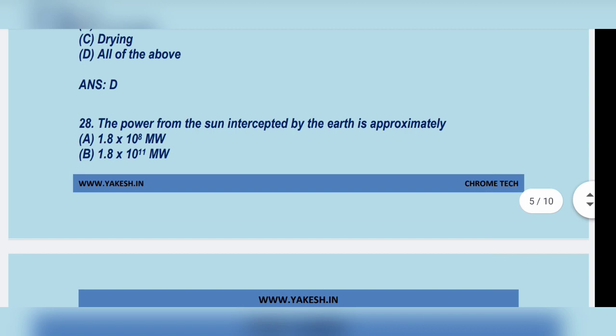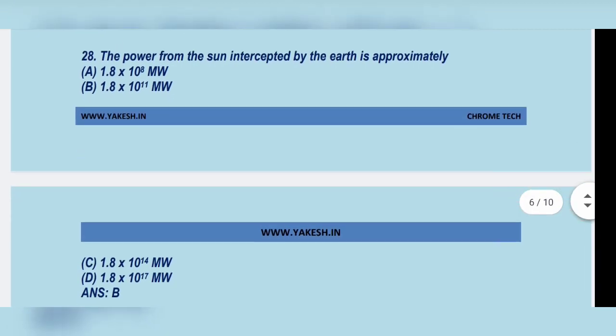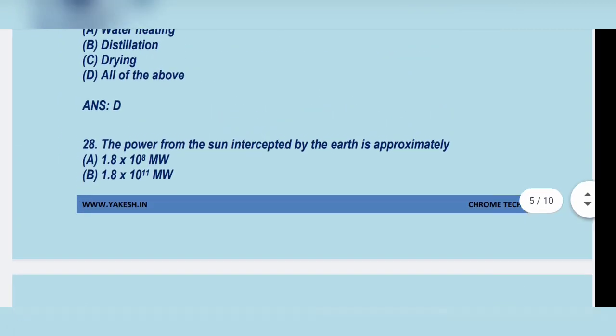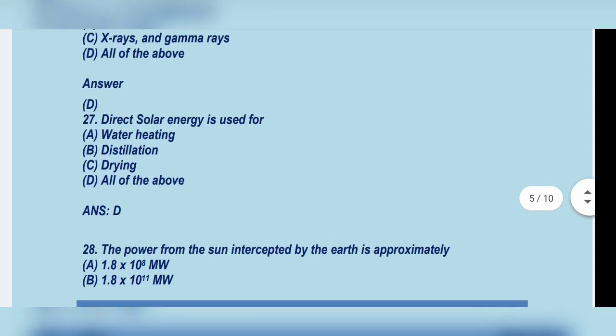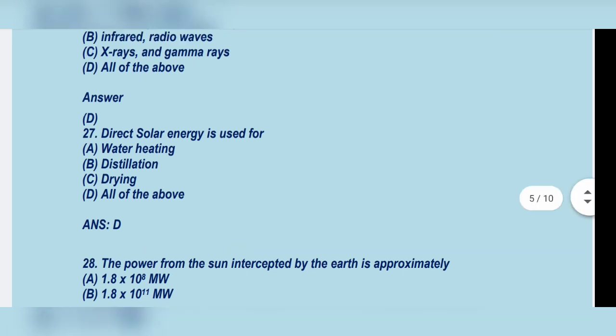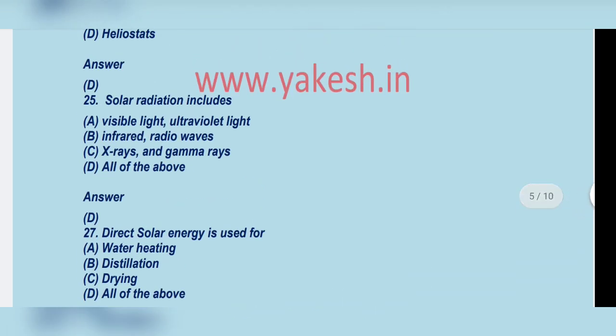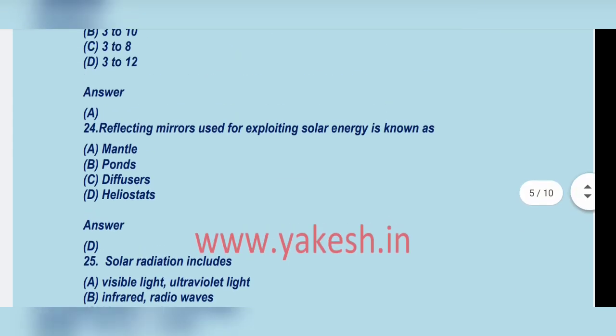The power from the sun intercepted by the earth is approximated as option B. Direct solar energy is used for option D, all of the above: water heating, distillation, drying. Solar radiation includes option D, all of the above: visible light, ultraviolet light, infrared, radio wave, X-ray and gamma rays.